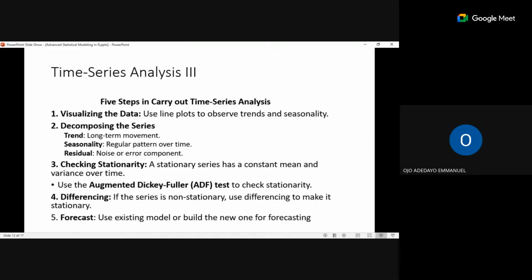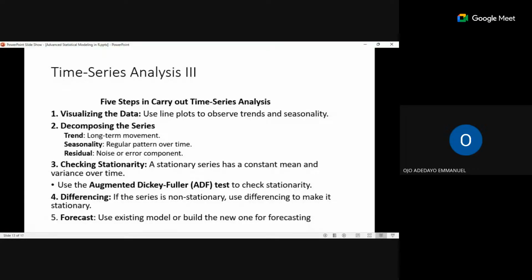Now, these are the steps. Let's say at the end of this class, someone calls you, or you see an advert or a project asking if you can handle time series. Don't get scared with the formula. Don't get scared with how to start. Once you follow these 5 steps, you'll be able to do your time series analysis successfully. Number 1 is visualizing the data.